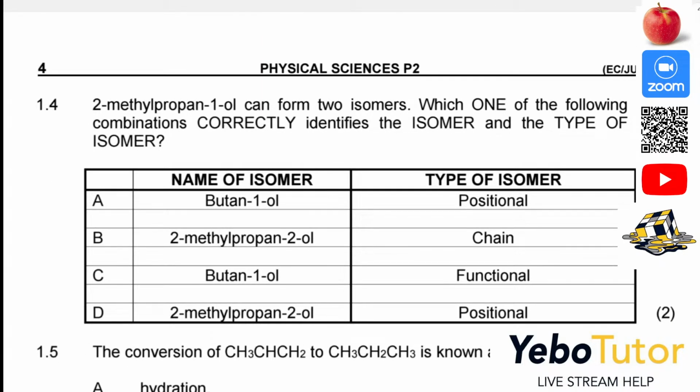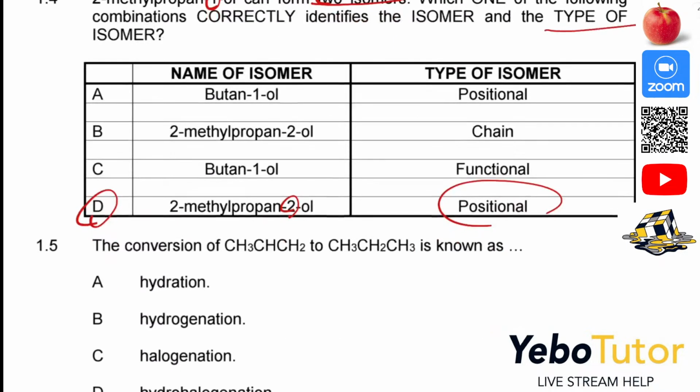1.4, we are given 2-methylpropan-1-ol can form 2 isomers. What are isomers? We know that we have our positional isomers, we have structural isomers. Which one of the following combinations correctly identifies the isomer and the type of isomer? Definitely if we are given 2-methylpropan-1-ol, we can see that we can get a positional isomer there, which will be 2-methylpropan-2-ol. You can see that it was initially on 1. Now we just have positioned it and changed it, so it's now on 2. So the correct answer there will be D.